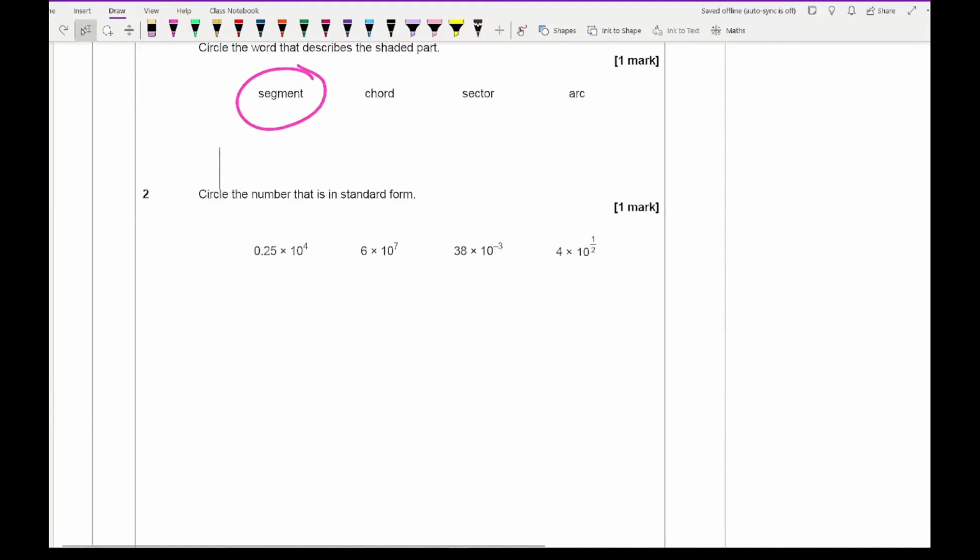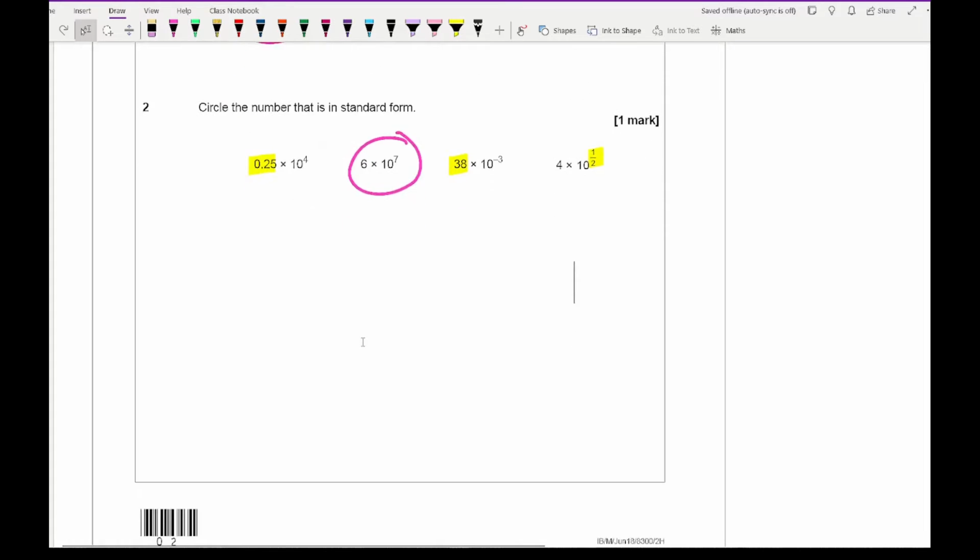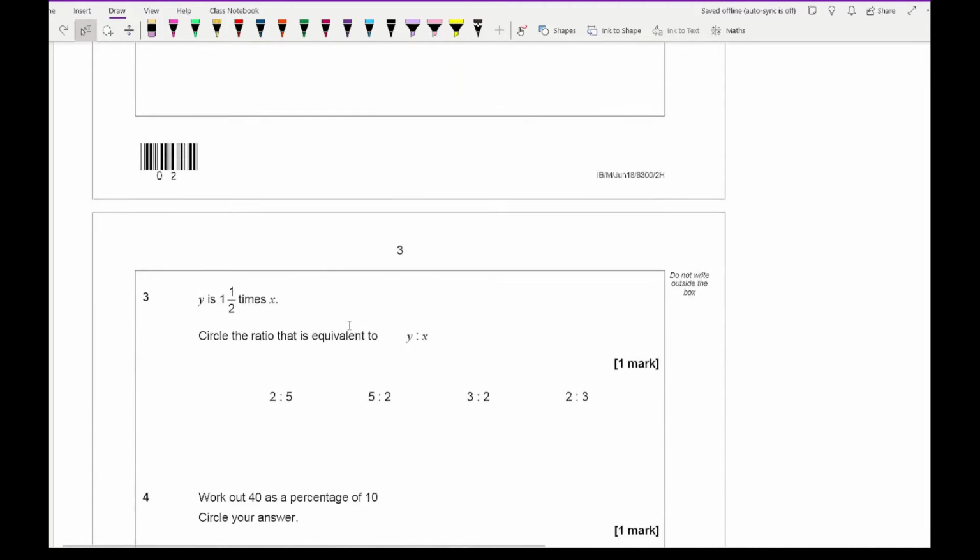For question 2, it says circle the number that is in standard form, and the correct answer is this. The issue with the other numbers is that this needs to be a number between 1 and 10, and again the same applies for this one. Also the power needs to be a whole number, which obviously that one isn't. So the correct answer is 6 times 10 to the power of 7.